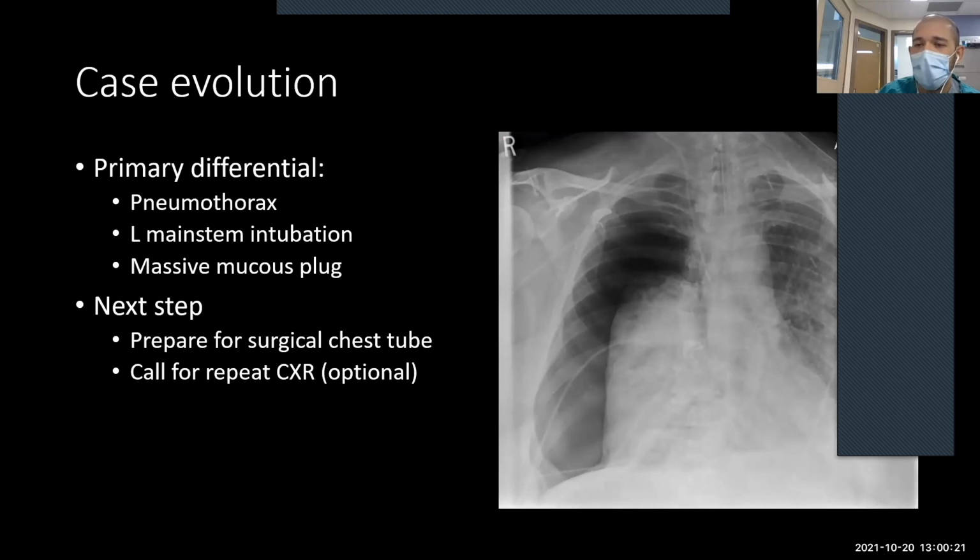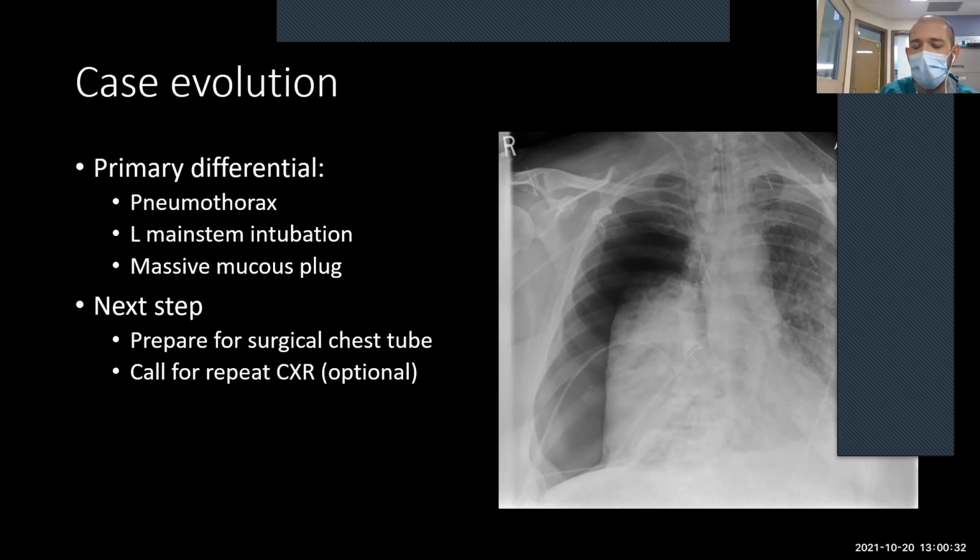So my primary differential in this case is pneumothorax versus a left mainstem intubation because of the positioning of the patient or a big mucus plug. So as I was opening the kit for a chest tube, the X-ray was completed, and you can see here, there is a massive right-sided pneumothorax with some signs of tension on the X-ray, in keeping with our clinical syndrome. I didn't need the X-ray to make this diagnosis, but as I was getting set up, they asked me if I wanted a repeat X-ray, and I said, sure, bring them in, because I was just setting up the kit.